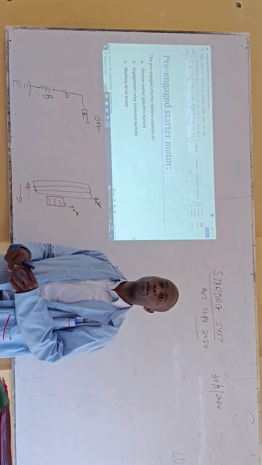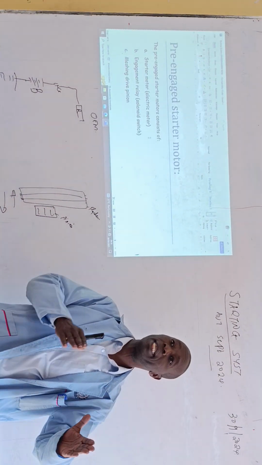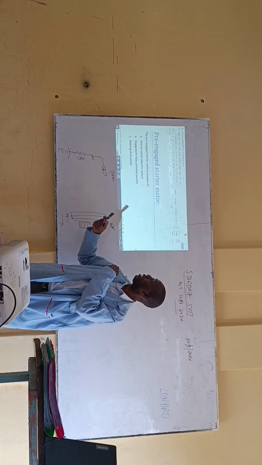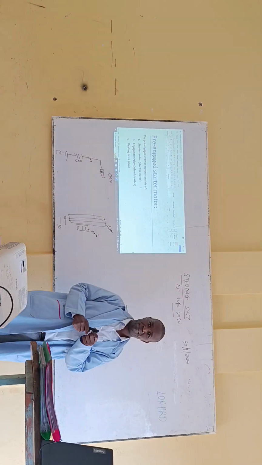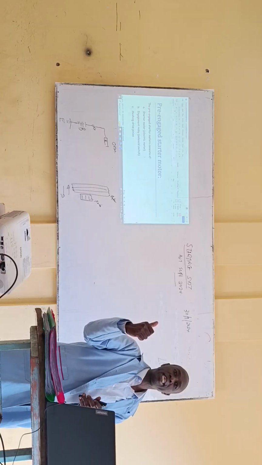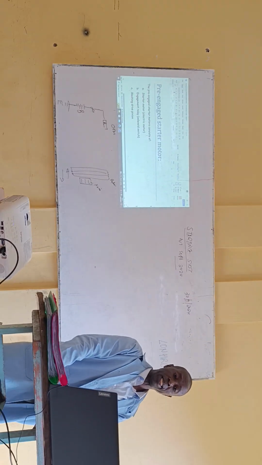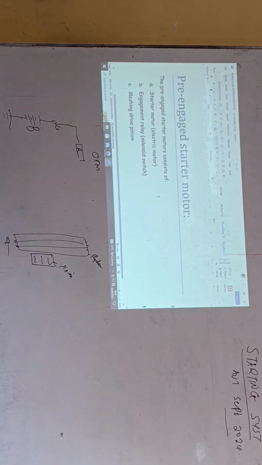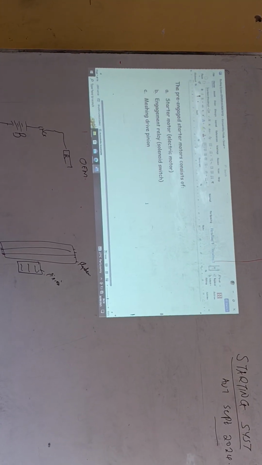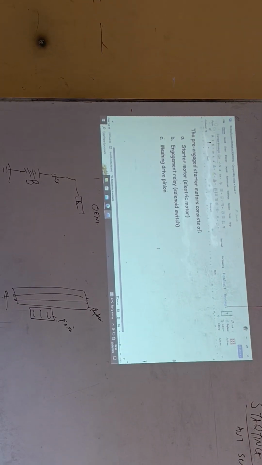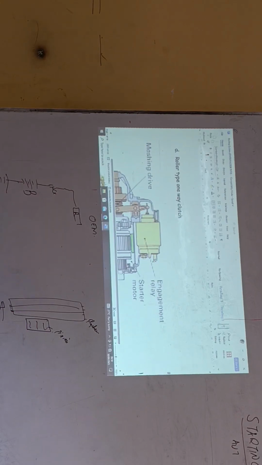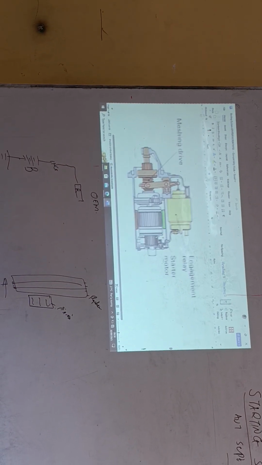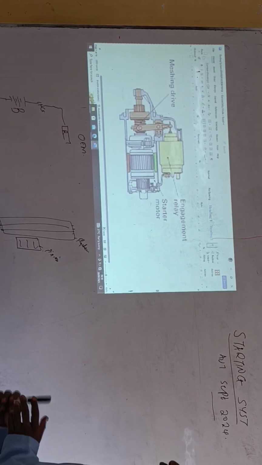So the Bendix gear starter motor is another type of starter motor. In this type, this one is used in heavy commercial vehicles, and the inertia is used on light commercial vehicles. So the Bendix gear starter motors consist of the following things. One, a motor itself. Two, engagement relay. Three, a meshing drive pinion. Four, the roller type one-way clutch.